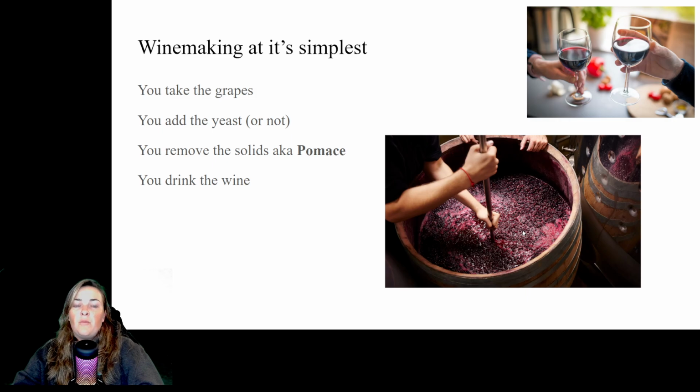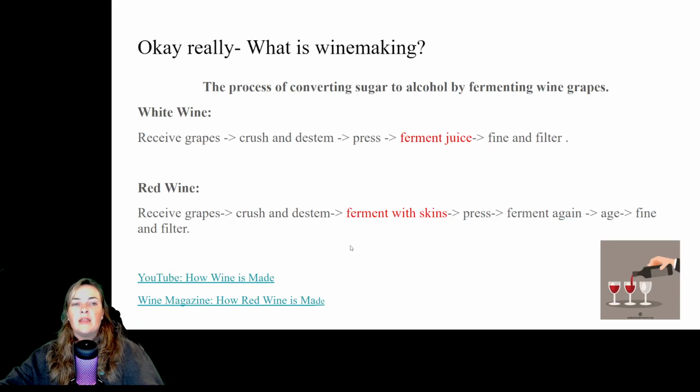So winemaking at its simplest is you take the grapes, you can add yeast or not, and then it ferments. And then you remove the solids, which is also known as pomace, and then you basically drink the wine. So it's a fermented fruit product. Sugar is converted into alcohol, and then it's just kind of enjoyed. And sometimes it's still sweet, sometimes it's not. Sometimes it's good, sometimes it's not, right? But that is winemaking at the very tip of the iceberg, right?